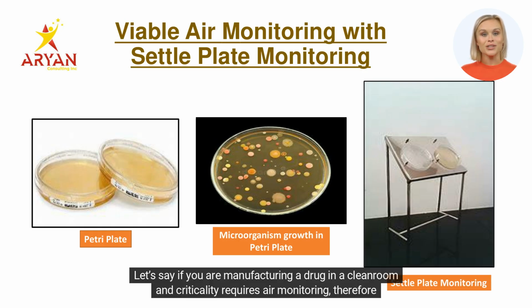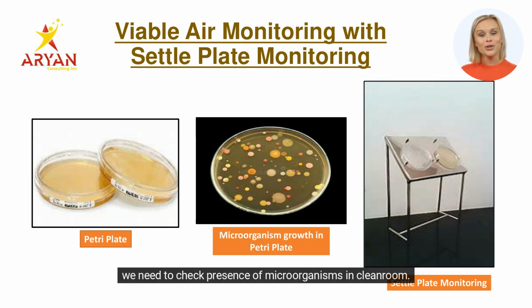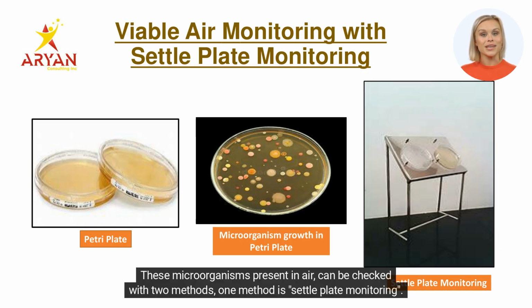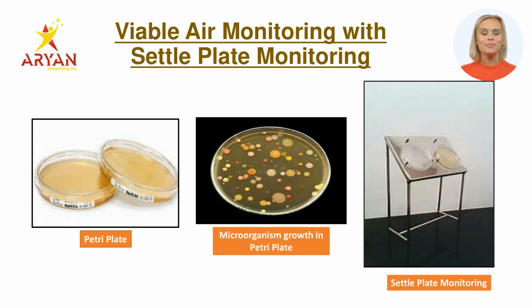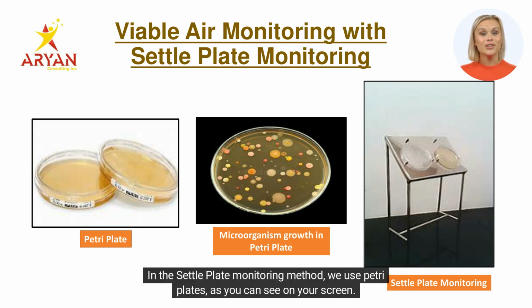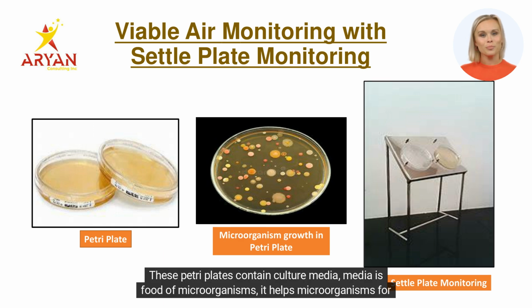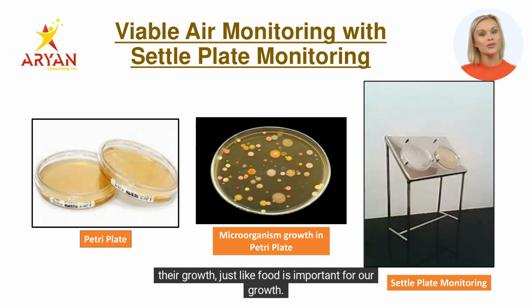Let's say you are manufacturing a drug in a cleanroom and criticality requires air monitoring, therefore we need to check the presence of microorganisms in the cleanroom. These microorganisms present in air can be checked with two methods. One method is settle plate monitoring. In the settle plate monitoring method, we use Petri plates, as you can see on your screen. These Petri plates contain culture media. Media is food for microorganisms. It helps microorganisms grow, just like food is important for our growth.